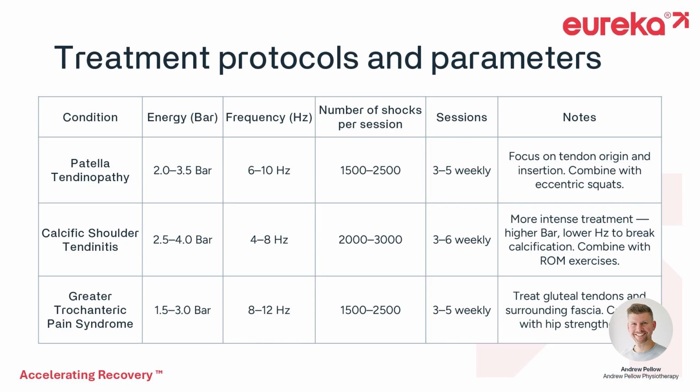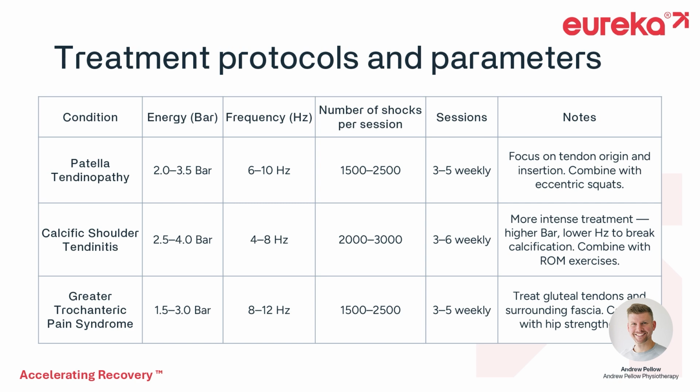For calcific shoulder tendinopathy, the bar is 2.5 to 4.0 and the frequency is 4 to 8 Hz. Deliver 2000 to 3000 shocks. 3 to 6 sessions might be required. Use a higher bar setting and lower Hertz for more intense treatment to try and break the calcifications. Combine this with range of movement and rotator cuff rehabilitation exercises.